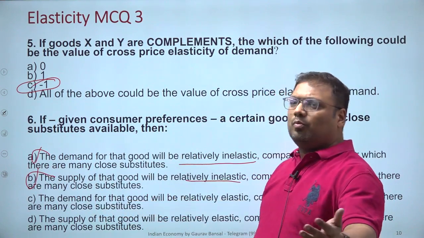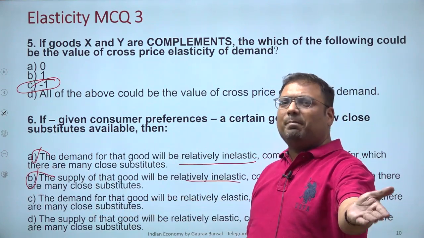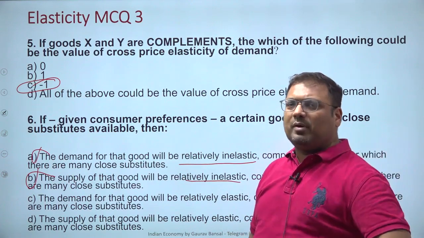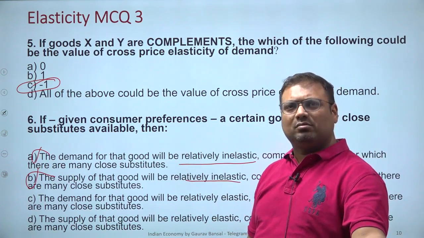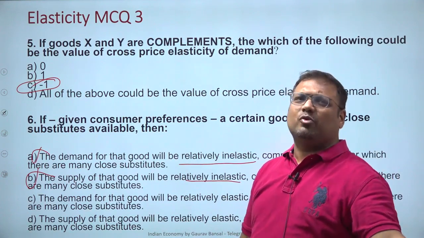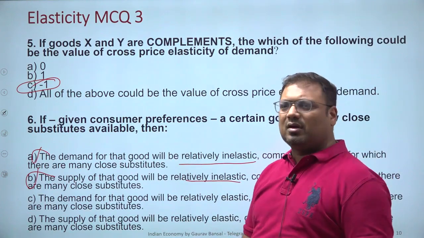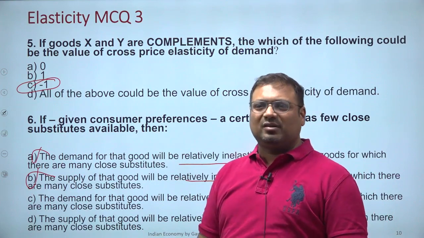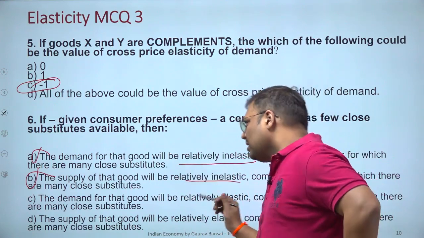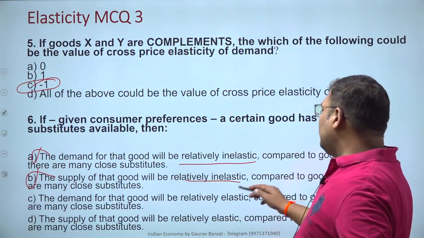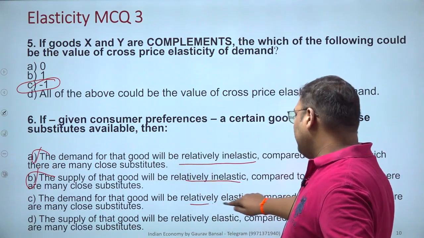Let us say you go to the market to buy paint. Now the shopkeeper tells you, sir, I have 3 options: Asian Paints, Nerolac, Berger. If you do not have a very specific choice in mind, you will buy any of these. That increases your flexibility. You will not have to specifically buy a particular one. Now, demand for that good will be relatively elastic. That first part is true.